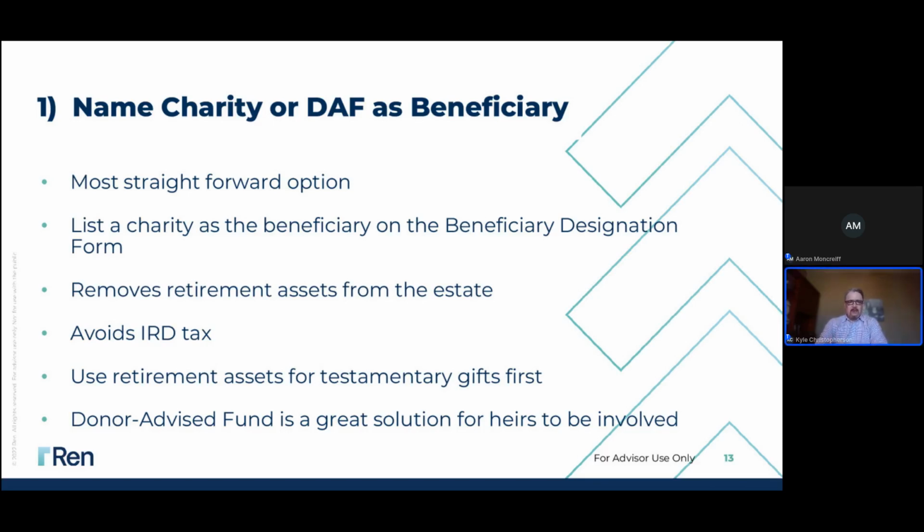What you always want to keep in mind is whenever we're looking at these options, and we're going to go through an example in the next slide to show you exactly the impact of just adjusting the beneficiary designations, where these funds are going from the qualified retirement assets to make sure that it creates the most efficient solution possible for your clients. Also, we're going to talk about the donor advised fund in a little bit more detail as well.